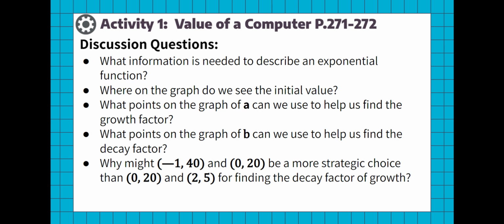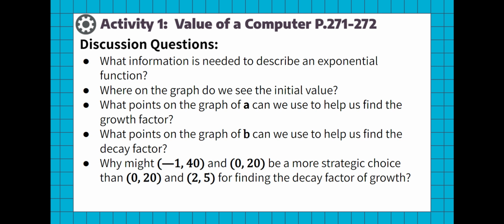To describe an exponential function, we would need the growth or decay factor as well as the initial value. And I would hope at this point in this unit we have really established that. Where on the graph do we see the initial value? For that question, that would be the y-intercept, where the curve crosses the y-axis.